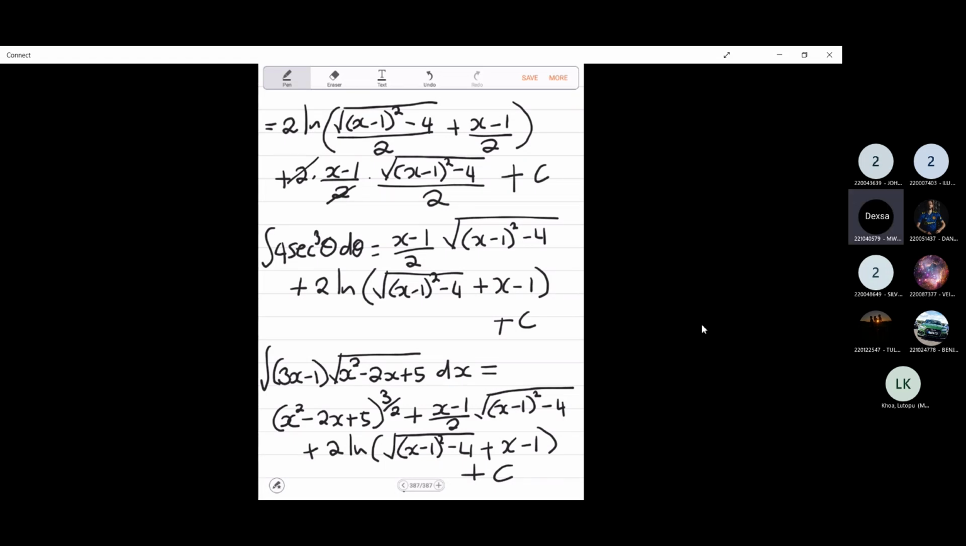Page and a half. Is there really a page and a half? Miss, I just don't have that much space here.